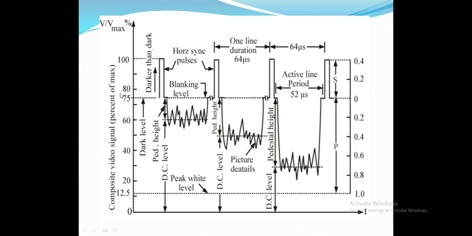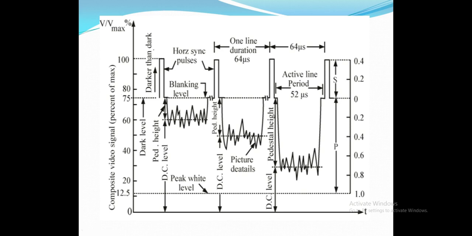Next it has a black level. The black level is at 72% of the maximum value of the signal. Here the black level is used for separating the blanking level from the picture information. Next one is the blanking level. This blanking level is at 75% of the value of the signal, and the maximum value of the video signal due to picture details is 75% here. Above this blanking level, the picture is fully black.